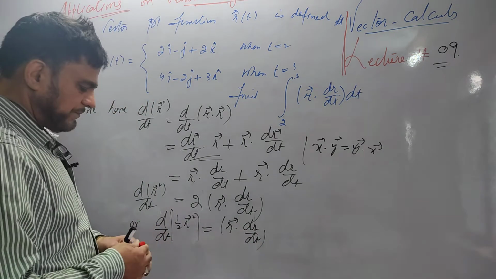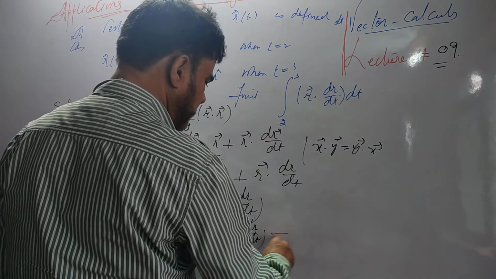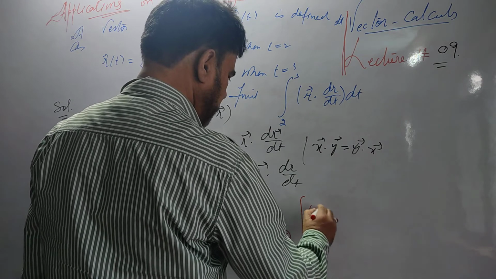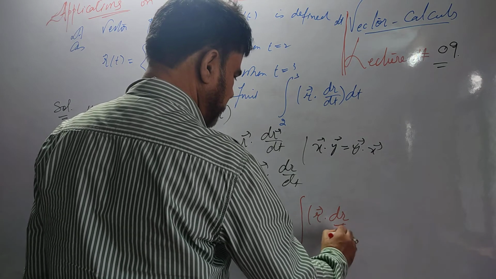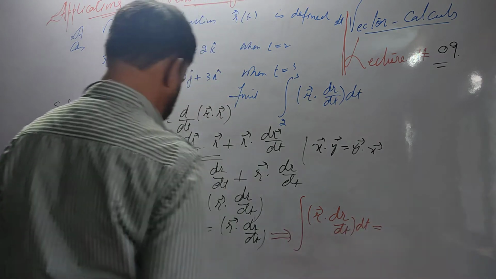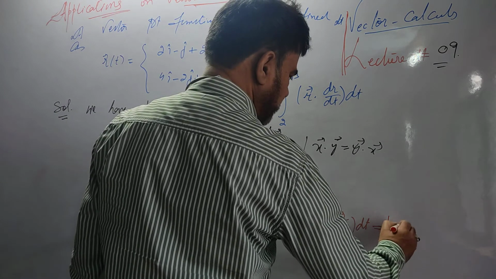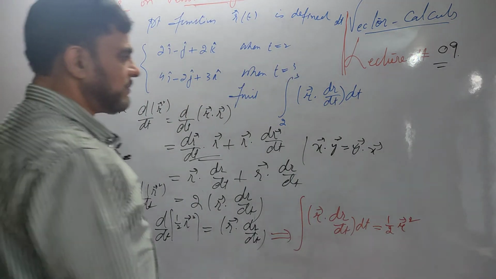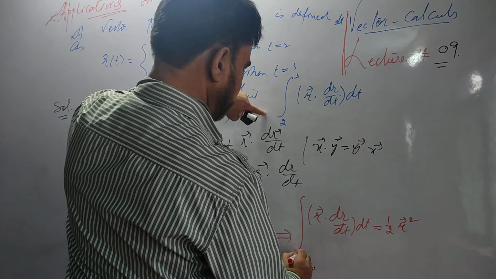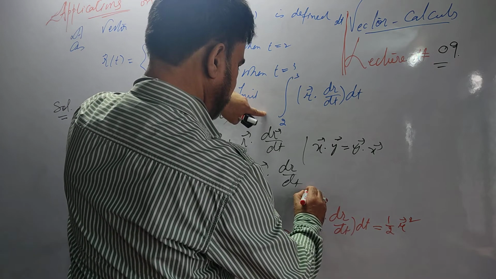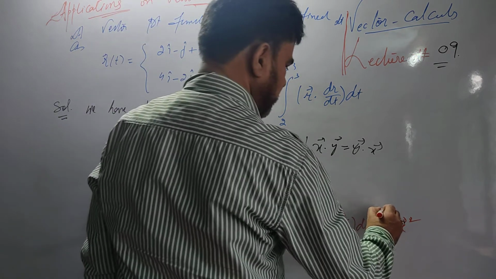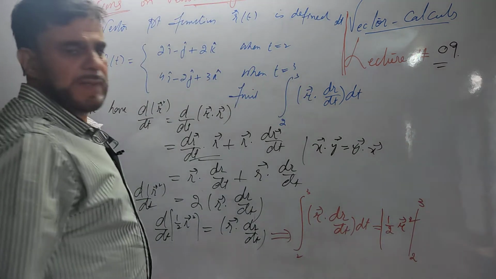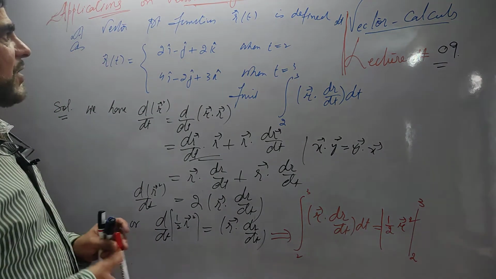And what does this imply now? This implies, by definition of the integral, that the integral of r dot dr by dt with respect to t is 1 by 2 r square. Don't add a constant of integration here, because we have to find it from the definite integral, 2 to 3. We want to find out 2 to 3. Here also we write it from 2 to 3.